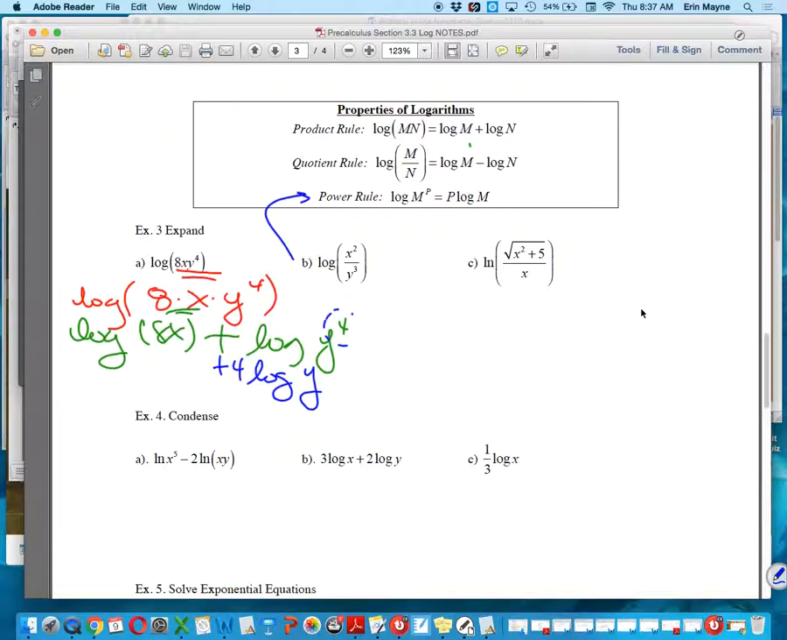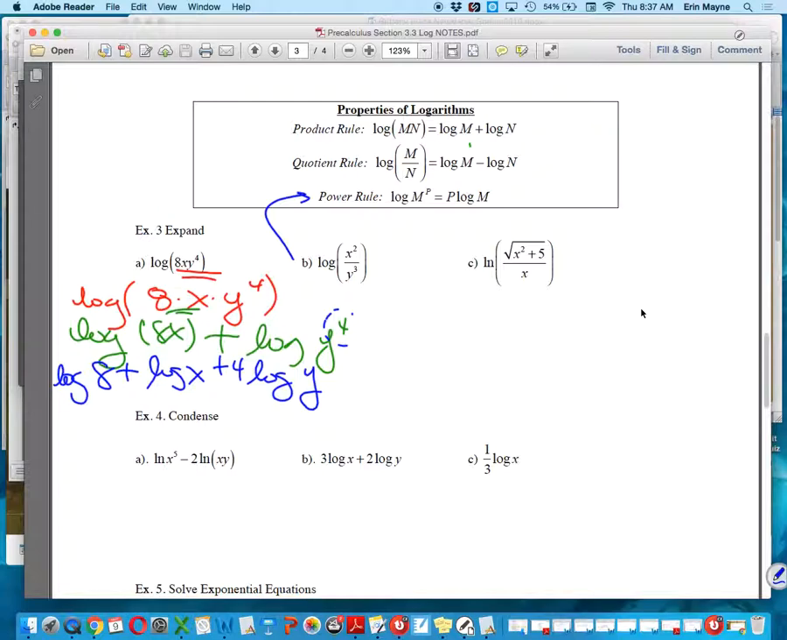But I'm left with another product. So what do I do to this log of a product? It becomes the sum of, a little louder, Ben? Log of 8 plus log x. Log of 8 plus the log of x plus 4 log of y. Okay?